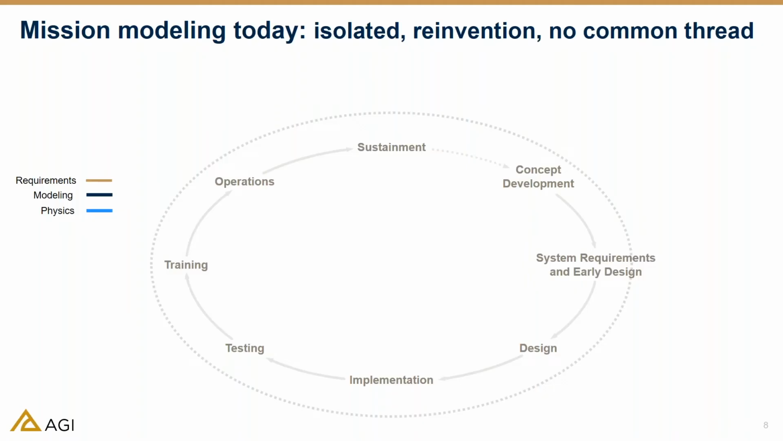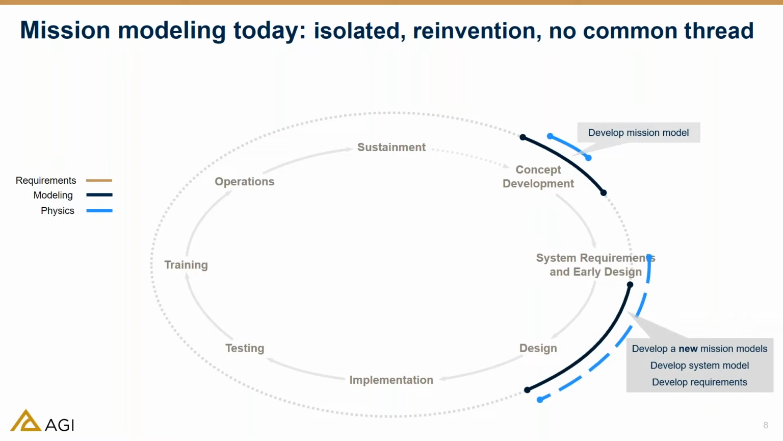So what we see today across the industry is, as I mentioned, a lot of isolated models, reinvention of stovepipe tools, and no common thread across the program lifecycle. So if we look at this in this diagram, starting at the concept development phase of a program, there are typically some basic mission models that may loosely depend on physics to help understand the concept of the system. And as the program matures, a new mission model is typically created to handle more detailed physics models.